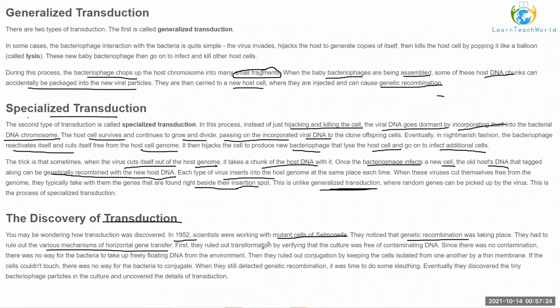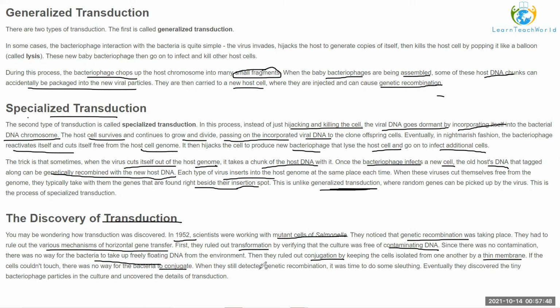First, they ruled out transformation by verifying that the culture was free from contaminated DNA, right? Since there was no contamination, there was no way the bacteria were going to take up free floating DNA. Then they ruled out conjugation by keeping the cells isolated from each other with a thin membrane. When the cells couldn't touch, they couldn't conjugate.